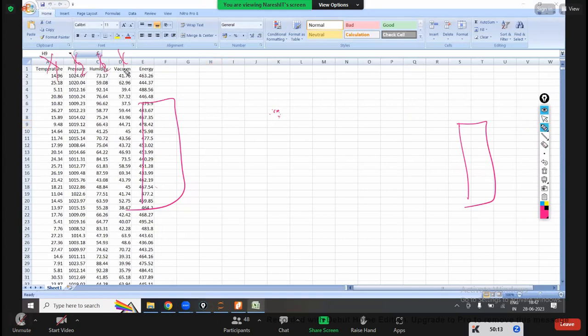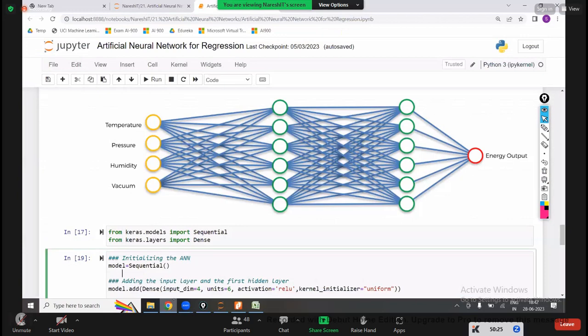So now it is going to take between 4 and 6. 4 neurons and 6 neurons are connected. Dense means connected. ReLU activation function. For this hidden layer, ReLU. And kernel initializer is equal to uniform. Means all these 24 weights are taken between minus 1 by square root of 4 to plus 1 by square root of 4.